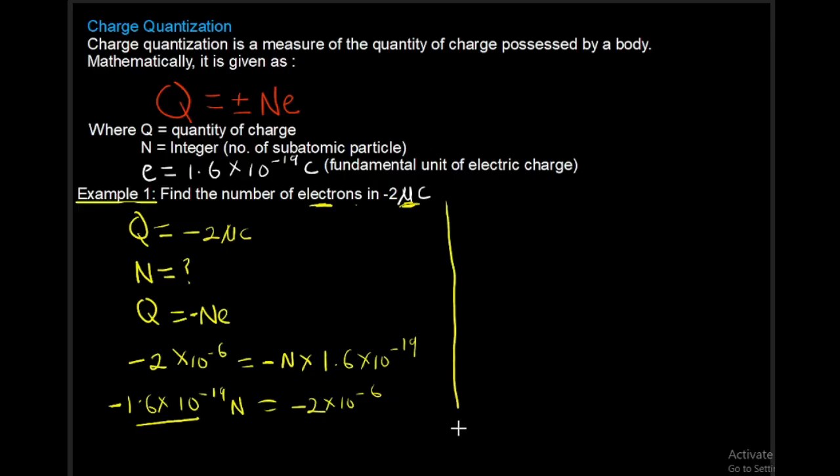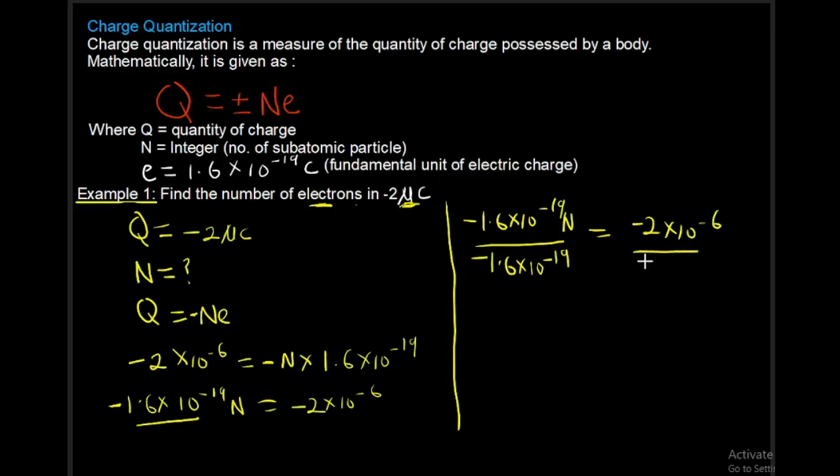If we do that, we're going to have minus 1.6 times 10 raised to the power of minus 19 N divided by minus 1.6 times 10 raised to the power of minus 19 equals minus 2 times 10 raised to the power of minus 6 over minus 1.6 times 10 raised to the power of minus 19.